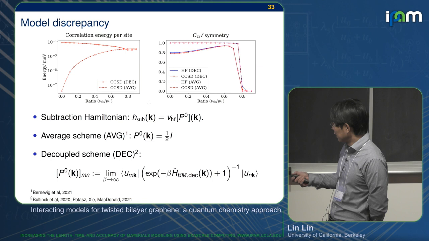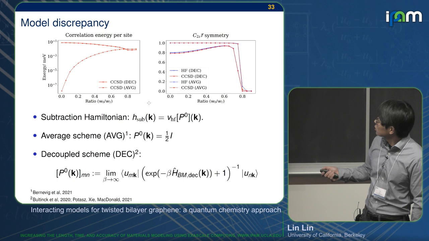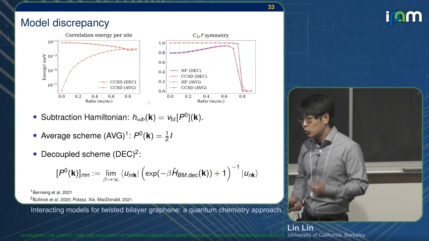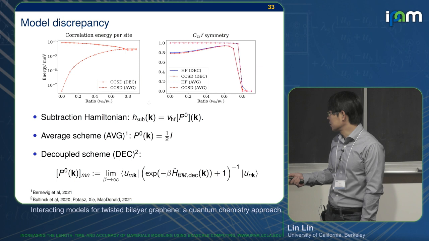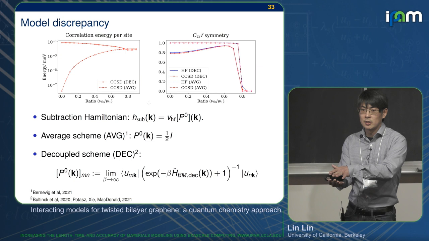Let me say that so far, all the subtractional Hamiltonians take the same form, which is they apply the screened Hartree-Fock potential applied to some sort of density matrix, P0. There are two leading proposals. One is called the average subtraction scheme proposed by Bernevig and collaborators, which is literally take the particle-hole symmetric phase. The other is the decoupled scheme, which is slightly more physical, and you take two decoupled layers of graphene and form a density matrix and do the subtraction.